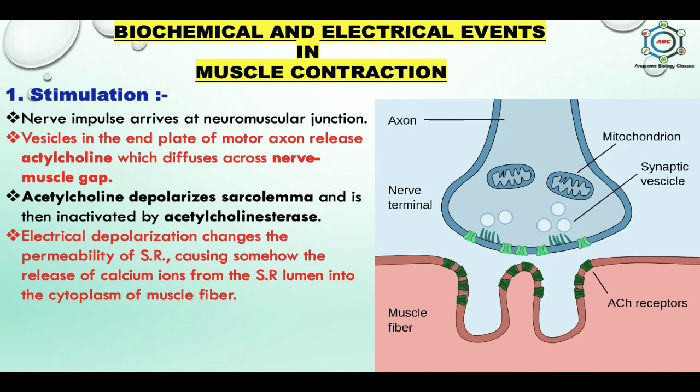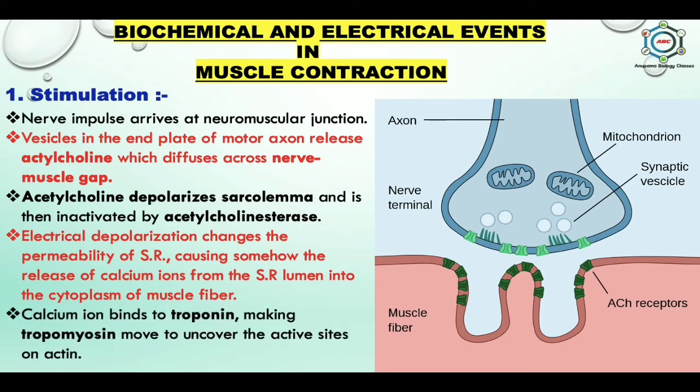After that, electrical depolarization changes the permeability of the sarcoplasmic reticulum, causing the release of calcium ions from the sarcoplasmic reticulum lumen into the cytoplasm of the muscle fiber. So the calcium ion binds to troponin, making tropomyosin move to uncover the active sites on actin, and when the actin sites are activated, then the muscle contraction starts. So the second is contraction.